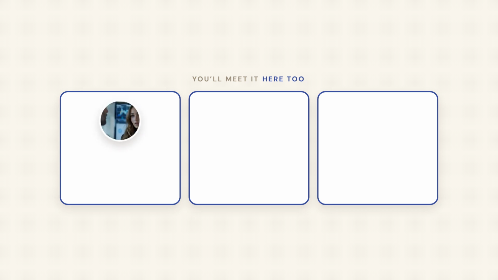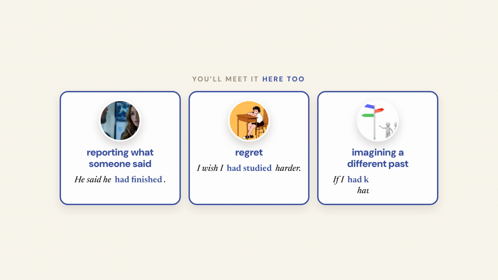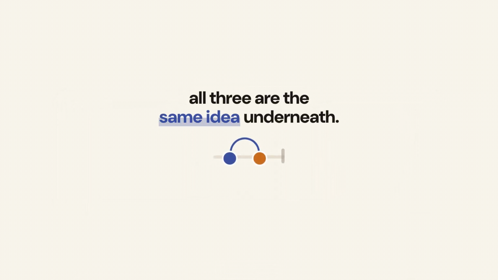When you report what someone said, present tense often moves back into the past perfect. He said he had finished. When you talk about regret, I wish I had studied harder. And when you imagine a different past, if I had known, I would have called you. All three are the same idea underneath, the past before the past.